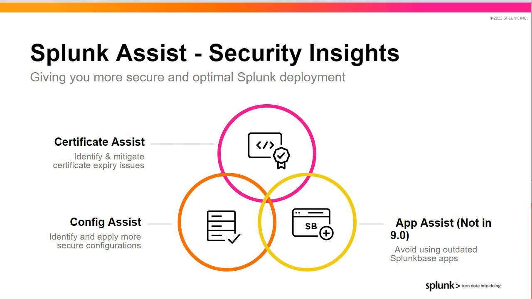The second area is Config Assist, which evaluates Splunk's many configuration files, such as server.conf, authentication.conf, or rest.conf, and highlights the settings for which a secure alternative is available for a given deployment. And so today, the scope of Config Assist is not exhaustive, but it covers some of the most critical settings, including TLS, SAML, and REST endpoint.